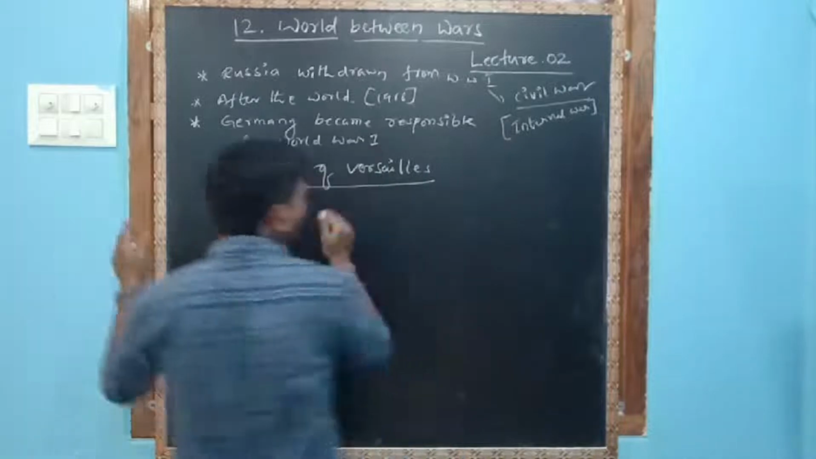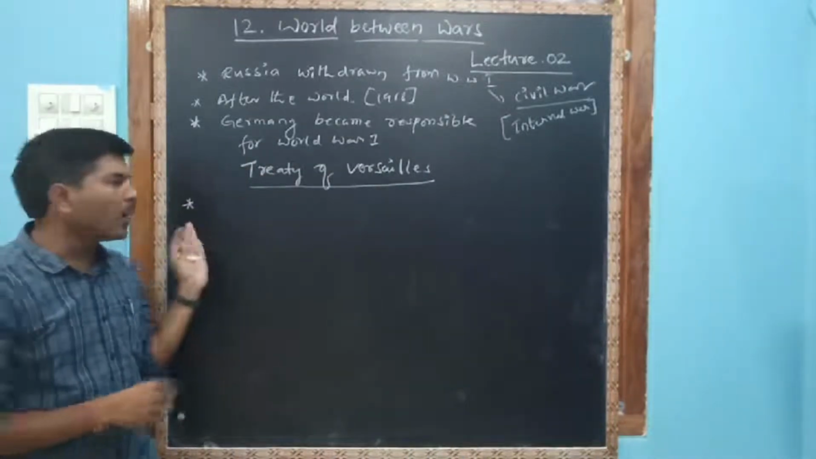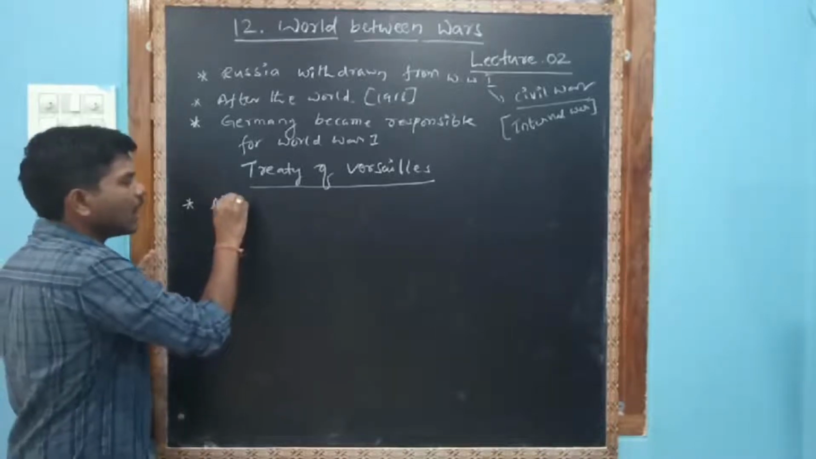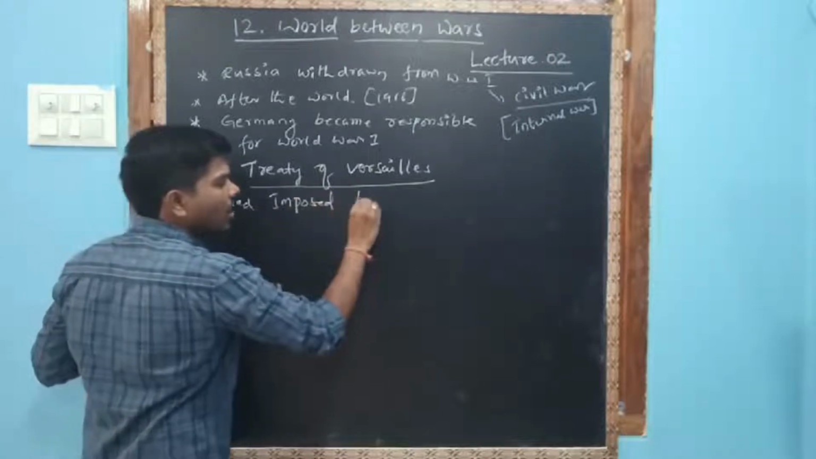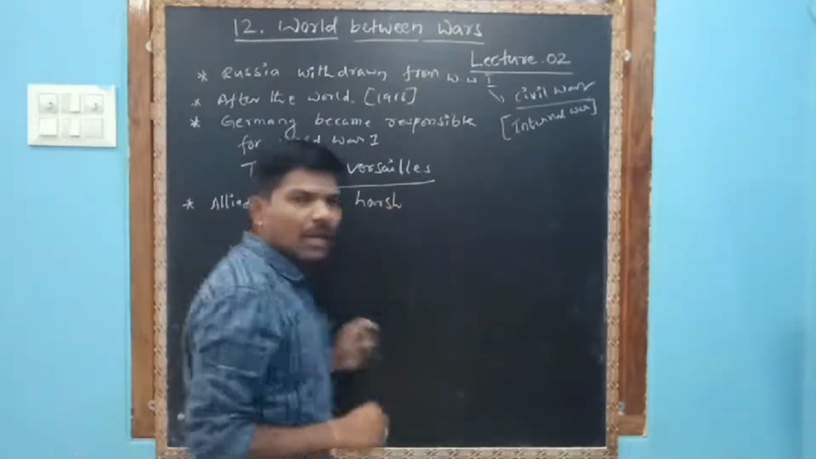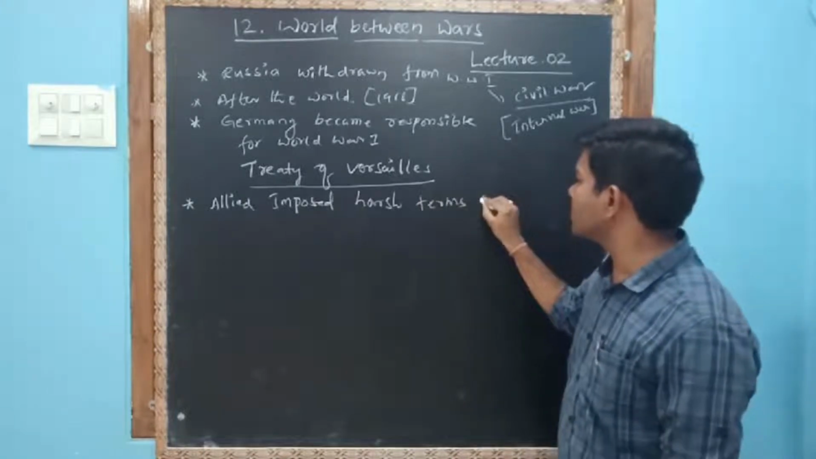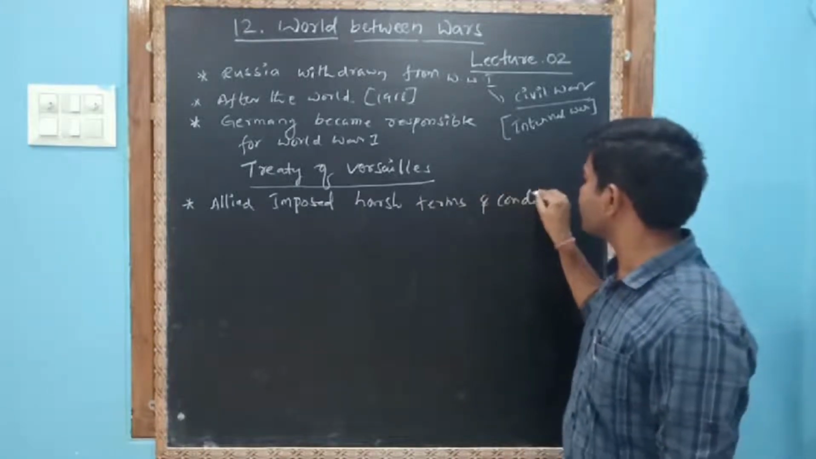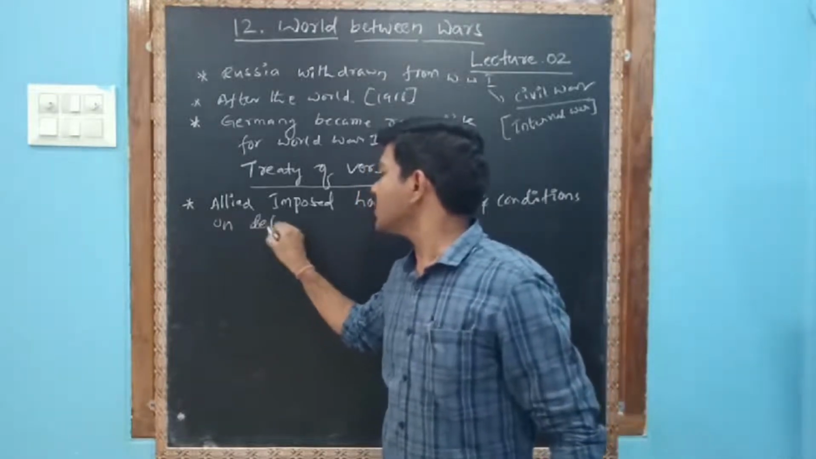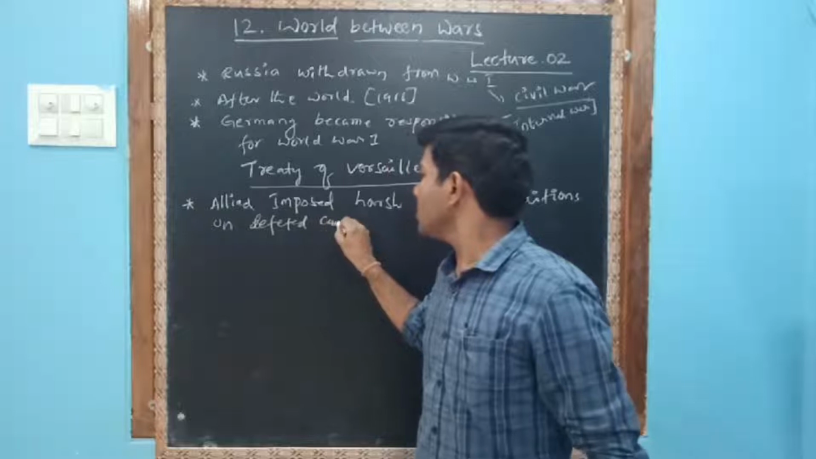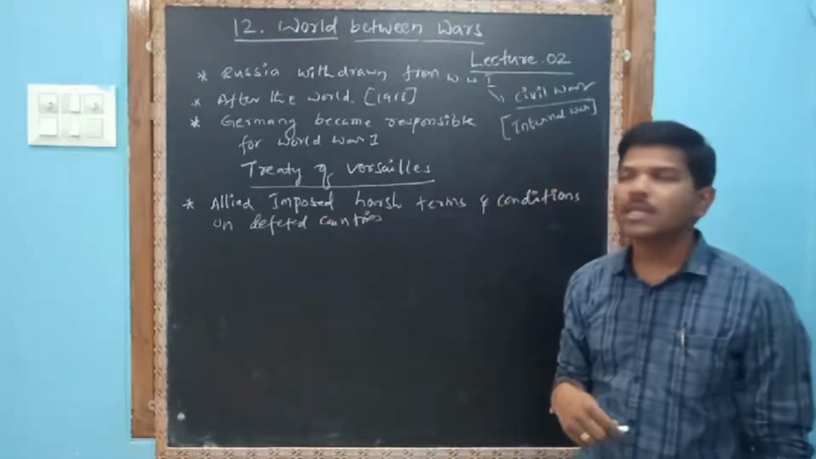Let us see the points of the Treaty of Versailles. The first point is that the Allies imposed harsh terms and conditions on the defeated nations, on the defeated countries. For that purpose, this Treaty of Versailles was held.